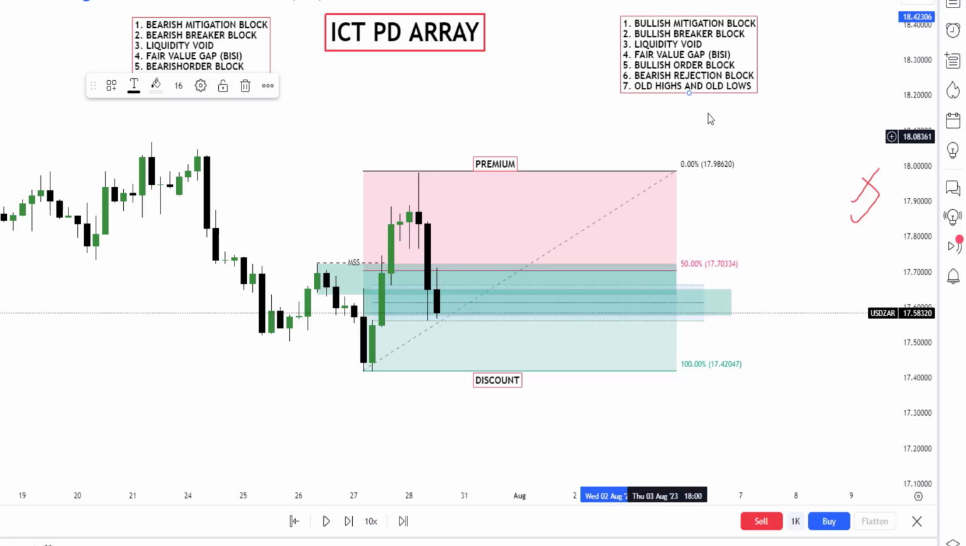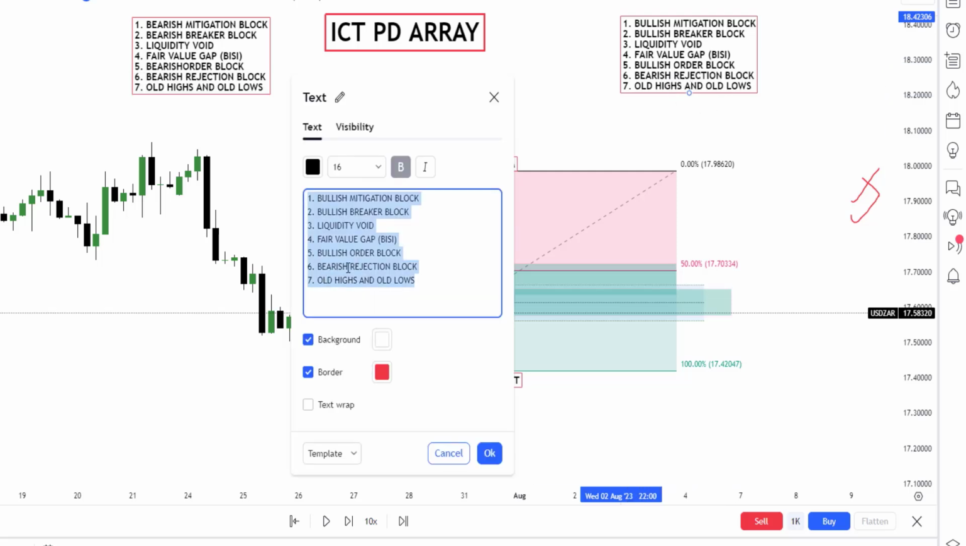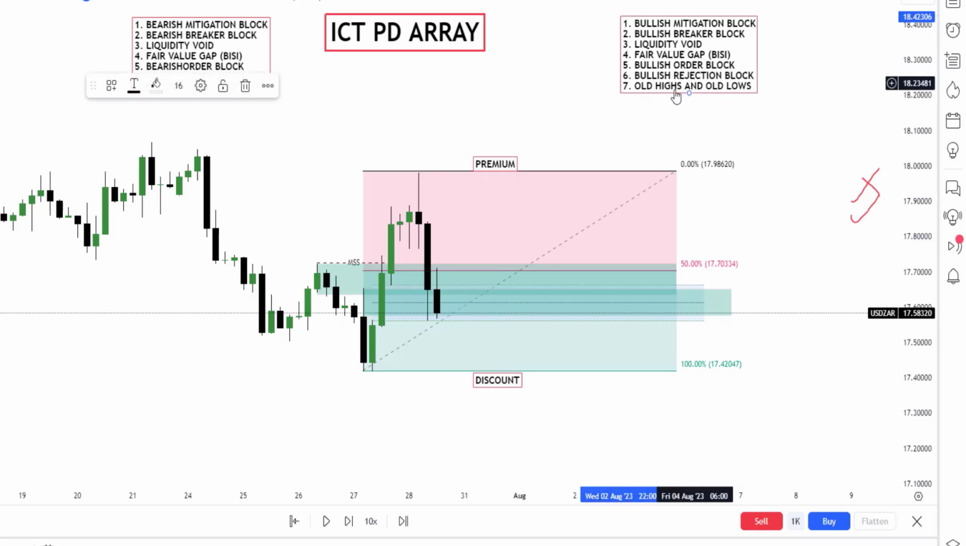So don't forget, this is not something you're doing blindly. And then if there is no rejection block, this is supposed to be a bullish rejection block. I made a mistake in typing that. Let me just make some correction right here. So everything here is going to be bullish rejection block, basically. All right, that's a bullish rejection block where price just got rejected from rejection block.